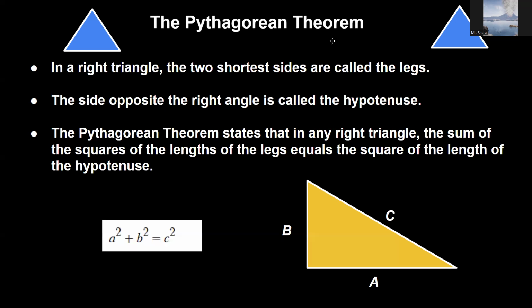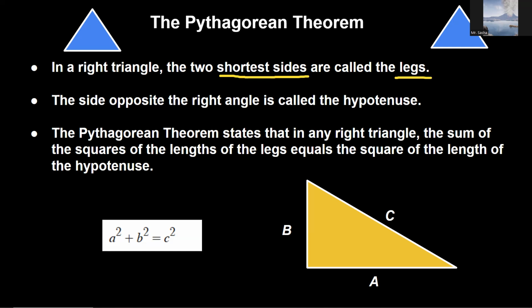So, let's see. Okay. In a right triangle, the two shortest sides are called the legs. So let me show you. Yeah, so here, the two shortest sides are called the legs. So here, A is the leg, B is the leg, C is not.